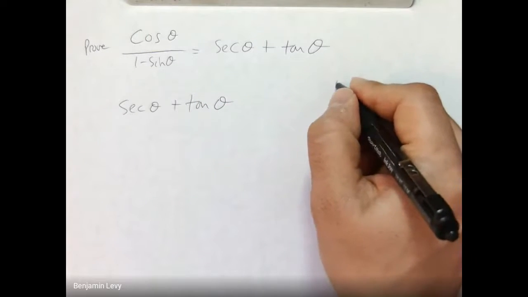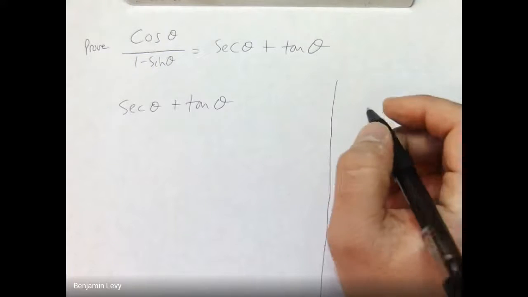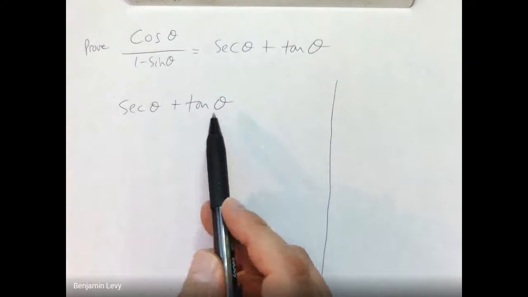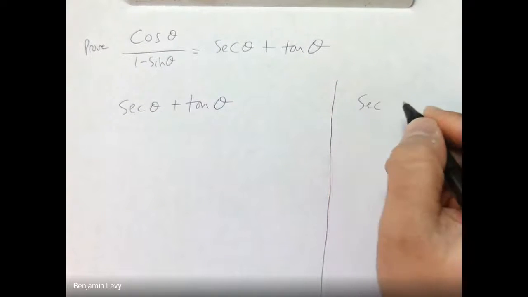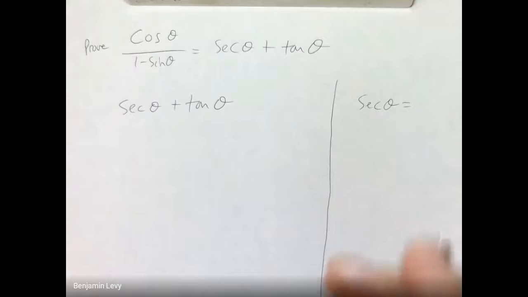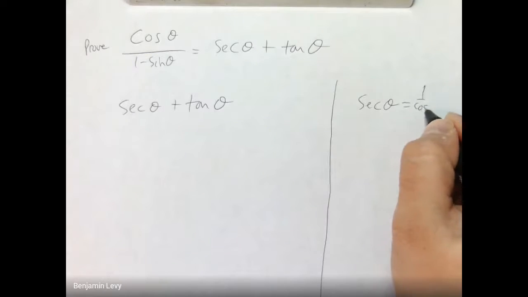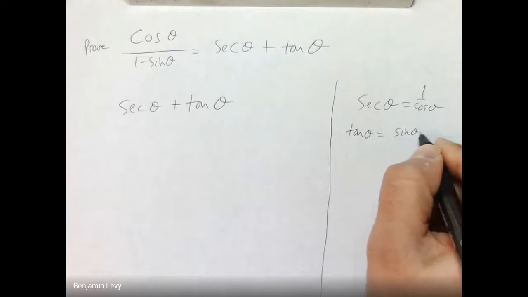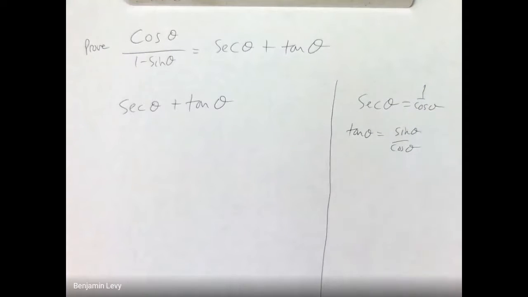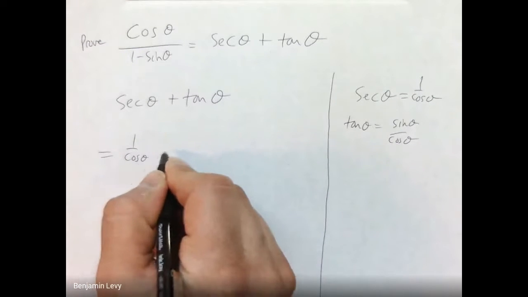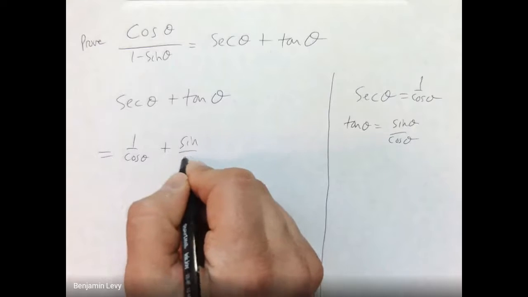I'm going to put my reasoning over on the right-hand column here. The first thing you always do is change these into sines and cosines. And so I know that secant, from the identity page, is 1 over cosine, and I know that tangent is sine over cosine. And so you can change both of these things into sines and cosines by doing that. So this becomes 1 over cosine plus sine over cosine.